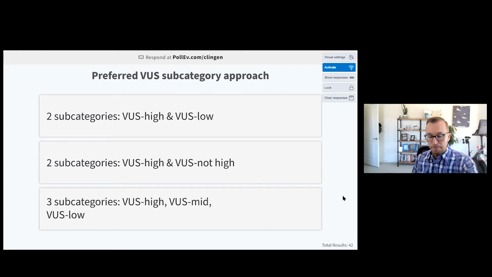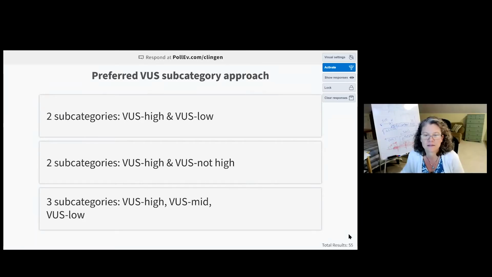And Stephen, while the results are coming in, somebody asked, to understand the robustness of these polls, could you tell us how many people are voting? So I will point out at the bottom corner of Stephen's slide, you'll see the total results number coming in. So that's where you'll see that.